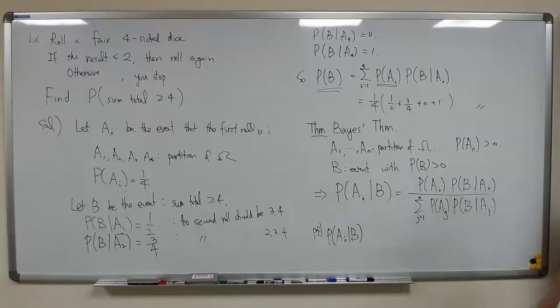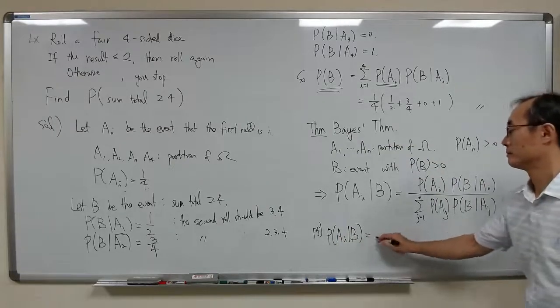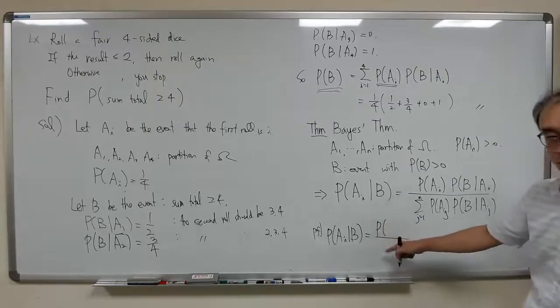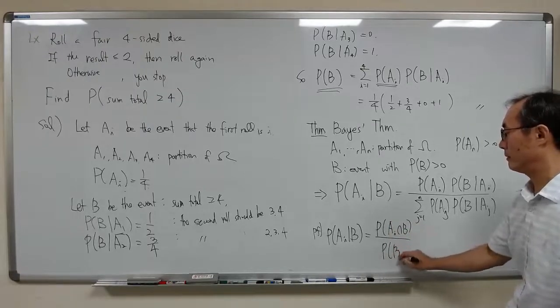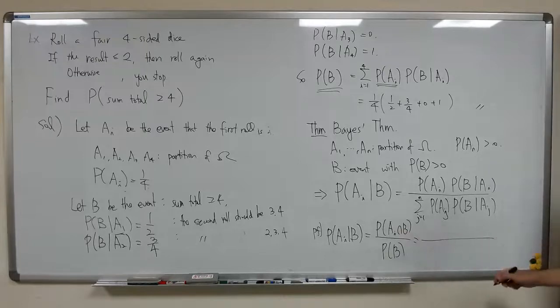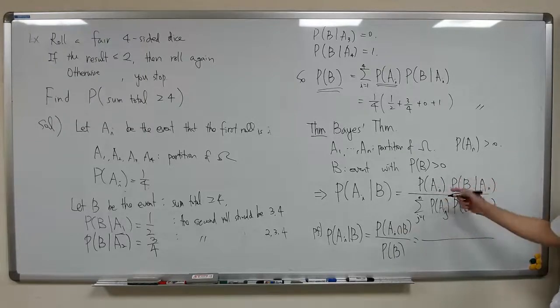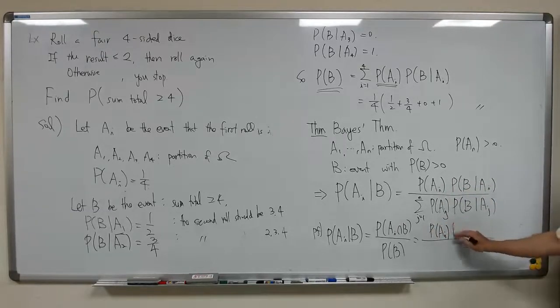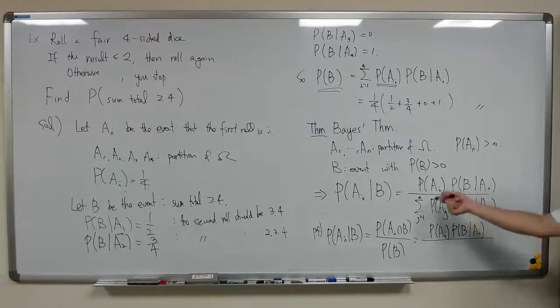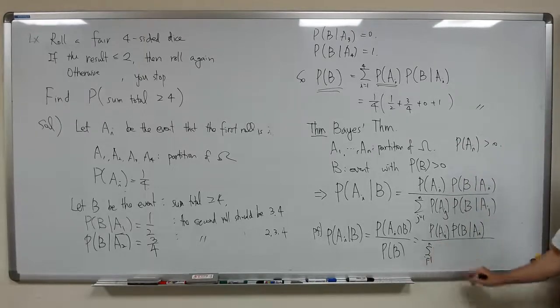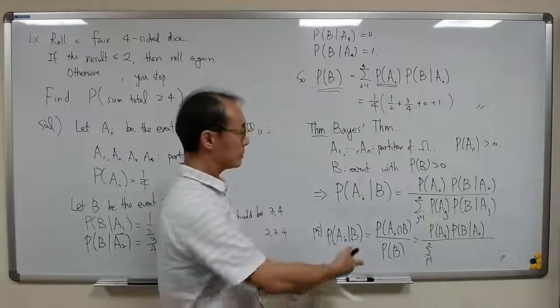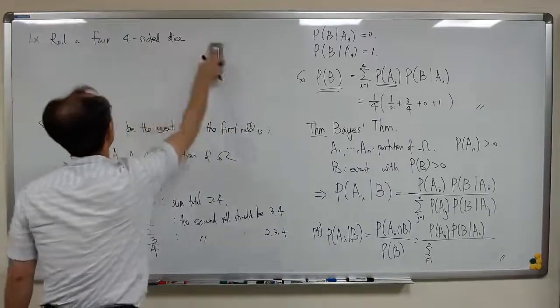For example, the conditional probability of Ai given B is written as, this is simply the definition of conditional probability, the probability of the intersection of Ai and B over the probability of B. And this intersection can also be written as the probability of Ai multiplied by the probability of the other event, B, given Ai. And the denominator, the probability of B, can be converted using the total probability theorem that we mentioned before. So the proof is very simple, very easy.